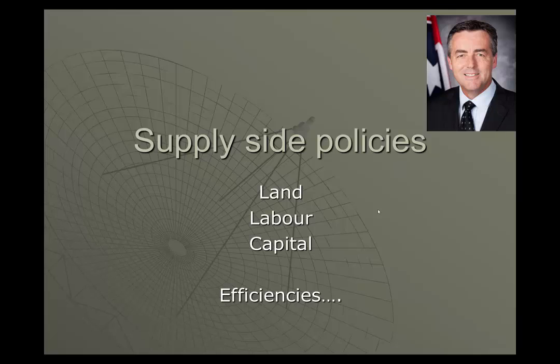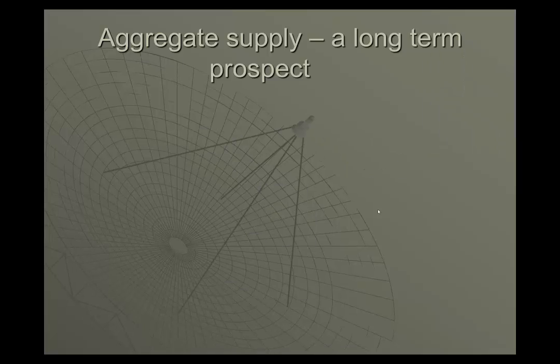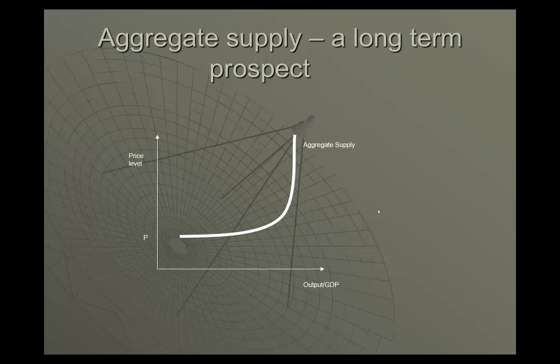Land, labour, capital, what are we talking about here? We're talking about how we're going to use the resources to create efficiencies and then move our aggregate supply side to the right. And why do we want to move it to the right? Well, I don't know. That's what the book says, Mr. Burns. So, why do we want to move it to the right? Because we want to have sustainable economic growth to increase living standards.